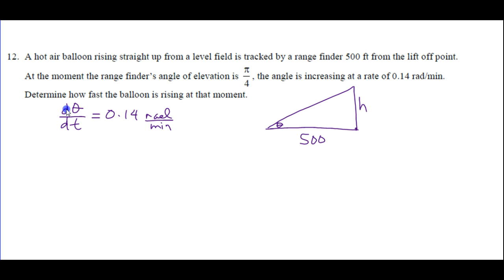From this, we can say the tangent of theta is opposite over adjacent, or h over 500, which leads to an expression for h of 500 tan theta. What we want to find is how fast the balloon is rising, so dh by dt is what we want to find: the rate of change of height with respect to time. Okay, so let's do that.